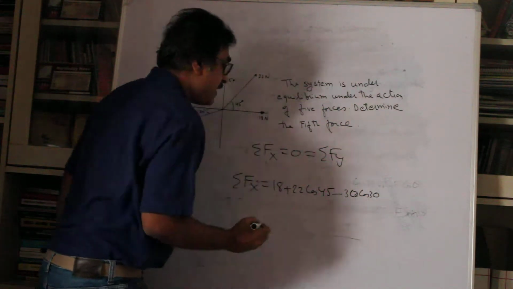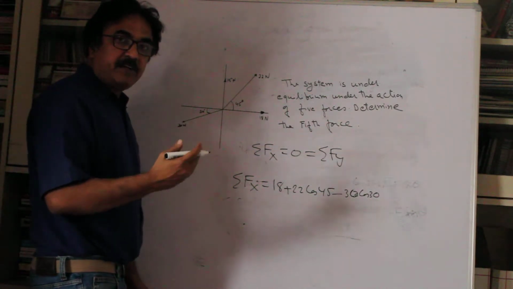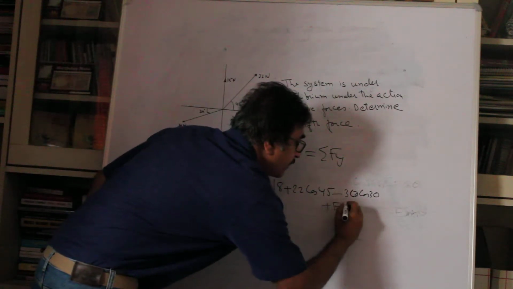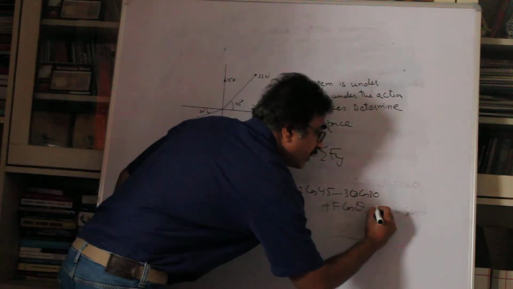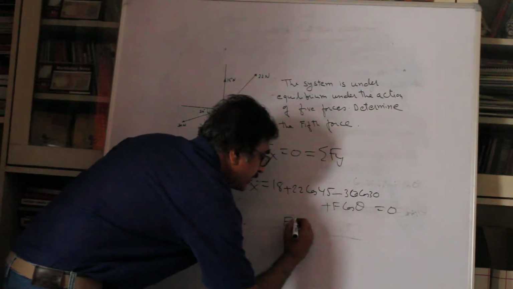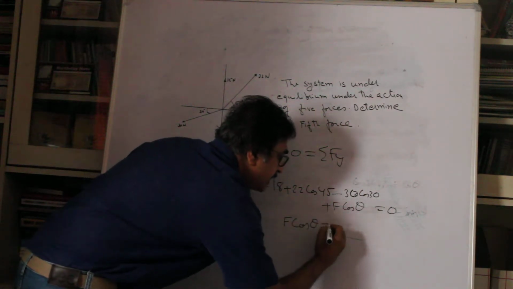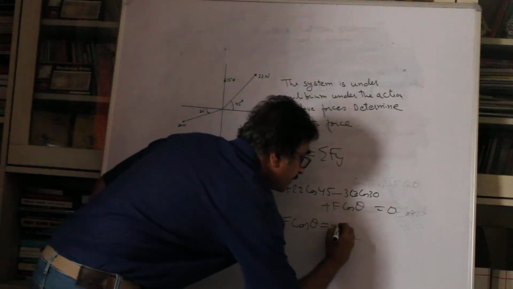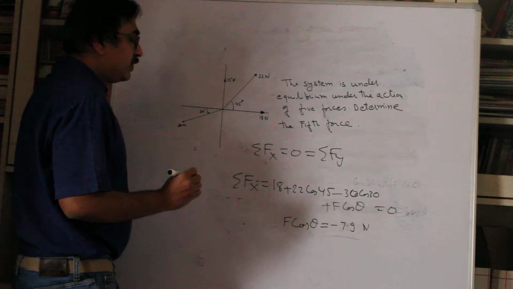cos 30, and you will have an unknown force. Let's call it F, and that force we don't know the value of, so we can say it is resolved horizontally, so it is, let's say, plus F cos theta, and F and theta are to be determined, and this is equal to 0, right? This is equal to 0. So when you calculate this, you will get F cos theta is equal to minus 7.9, right? Around this, minus 7.9 Newton.